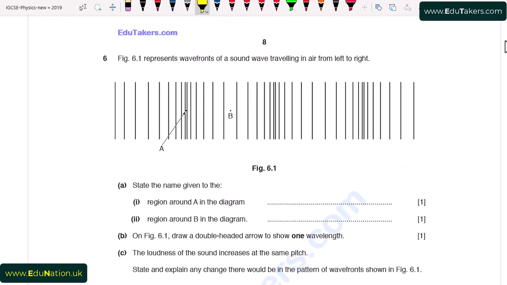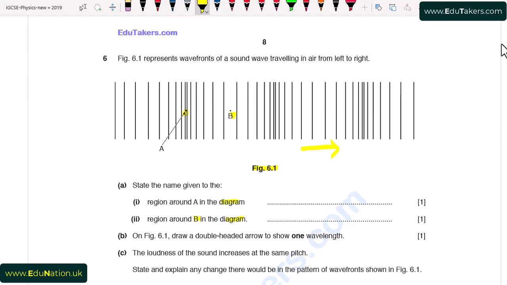Question number 6. Figure 6.1 represents wavefronts of a sound wave traveling in air from left to right. So here is figure 6.1 and we can see that there is a wavefront traveling from left to right in this direction. And there are 2 points mentioned, one is B and the other one is A. Part A. State the name given to part 1, region around A in the diagram. Part 2, region around B in the diagram.